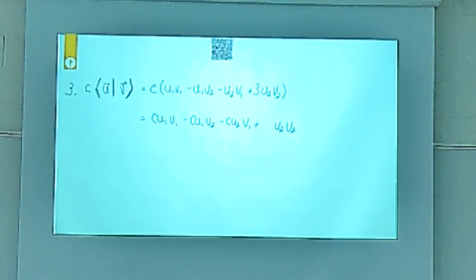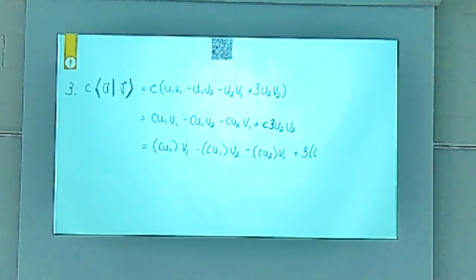Technically, I should write this. But everything's a real number. Multiplication of real numbers, commutative and associative. Order doesn't matter, grouping doesn't matter. We would group it like that, right?